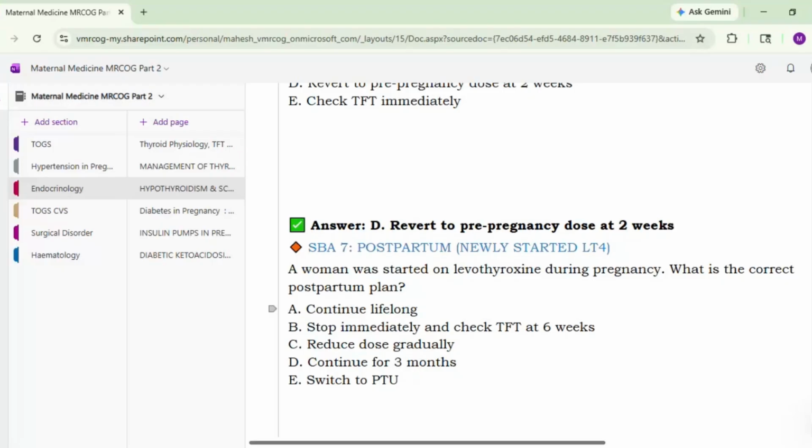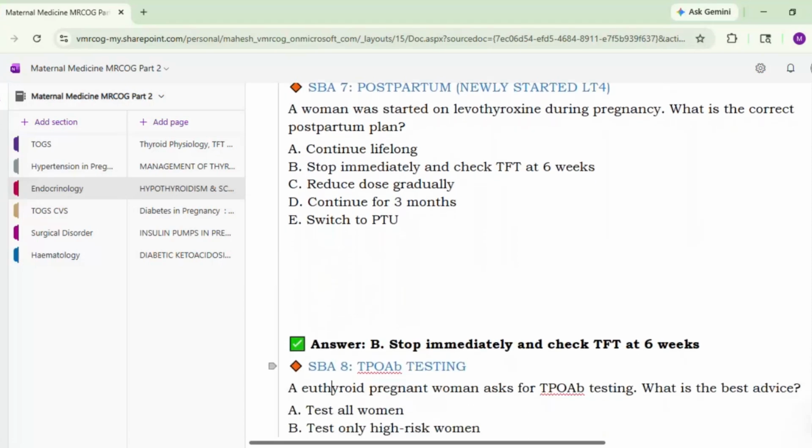What is the correct postpartum plan? A. Continue lifelong. B. Stop immediately and check TFT at 6 weeks. C. Reduce the dose gradually. D. Continue for 3 months, then switch to PTU. It is B. Stop immediately and check TFT at 6 weeks. We have discussed this.